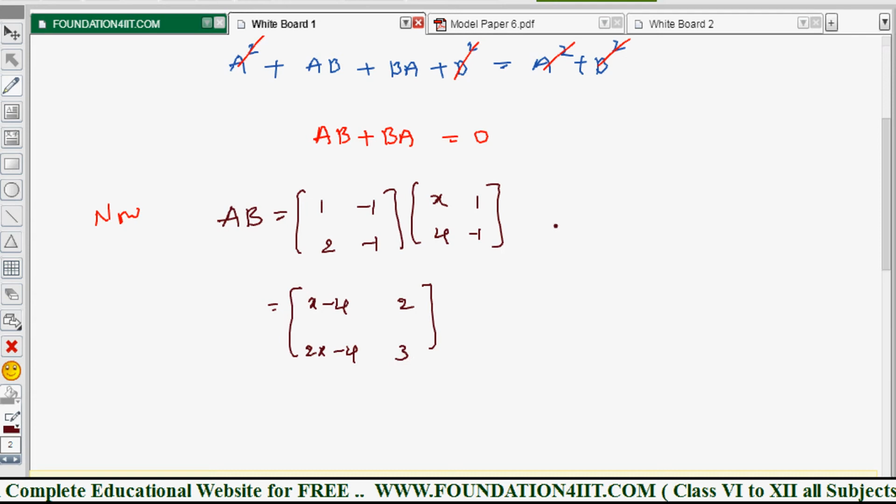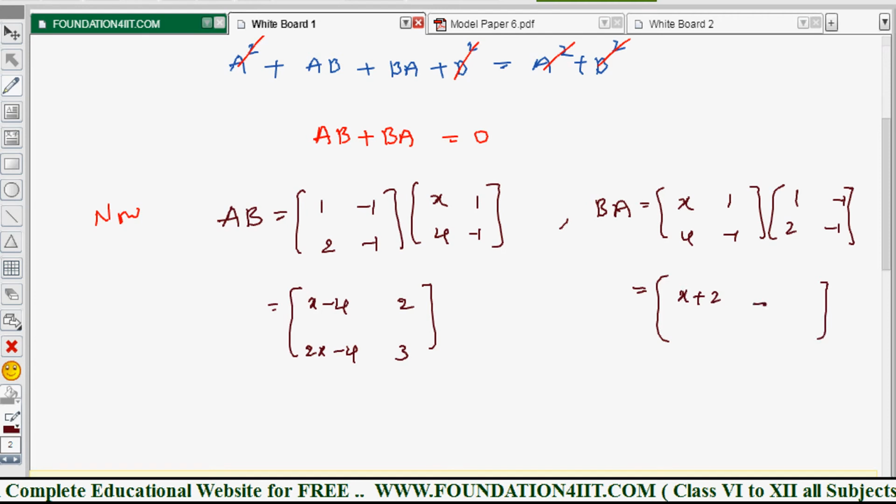Again BA, matrix B into A. So first we should write matrix B, followed by matrix A. So B is [x 1; 4 -1] and A is [1 -1; 2 -1]. Just multiply these both, same matrix multiplication. x into 1 is x, plus 2, that is x + 2, and -x - 1. Second row first column is 2, and -3.